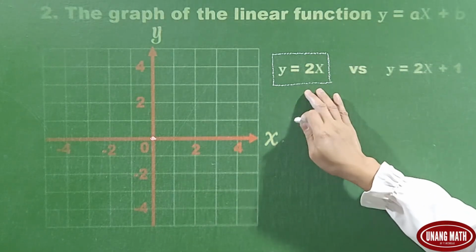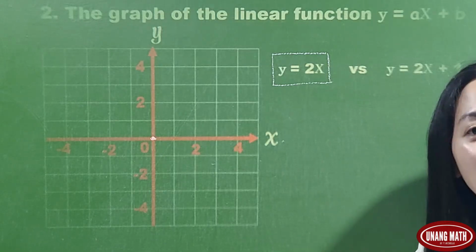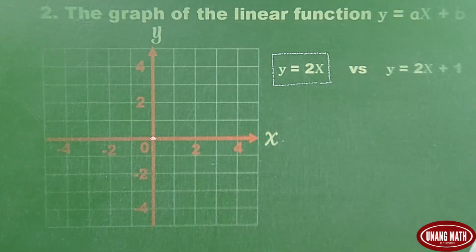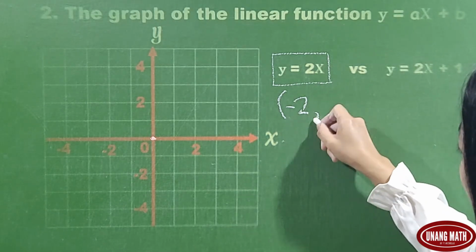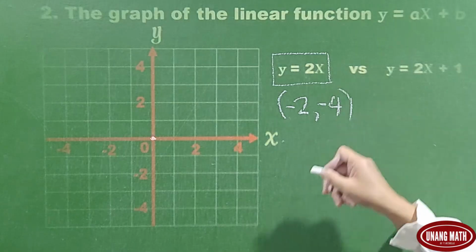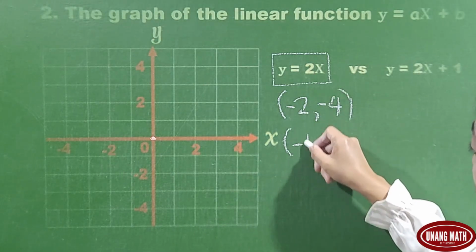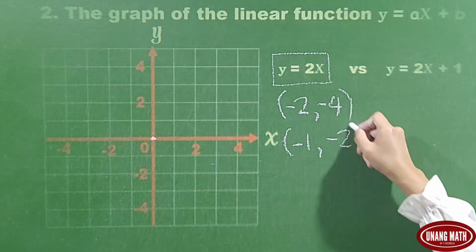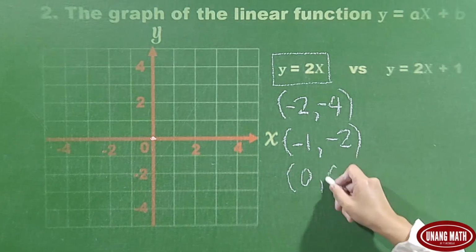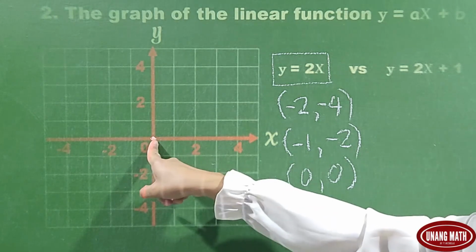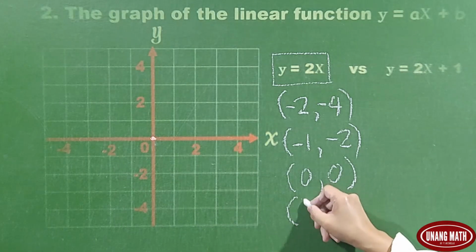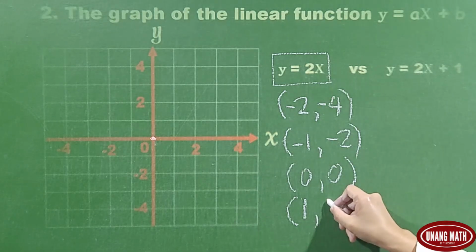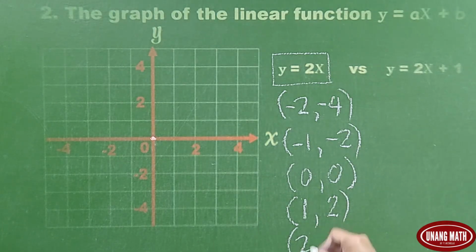So in graphing y is equal to 2x, we need to know the coordinates or the ordered pairs. So let's say x is negative 2. So 2 times negative 2, then y is negative 4. If x is negative 1, so 2 times negative 1, then y is negative 2. If x is 0, then y is also 0. That's why it passes through the origin. What about if x is 1? 2 times 1, then this is 2. If x is 2, 2 times 2, then y is 4.